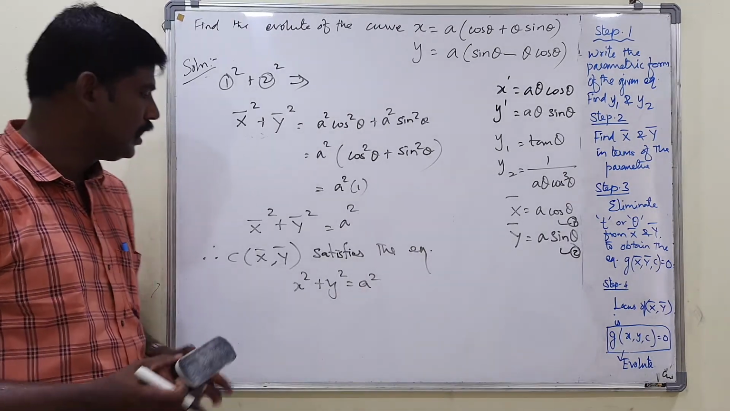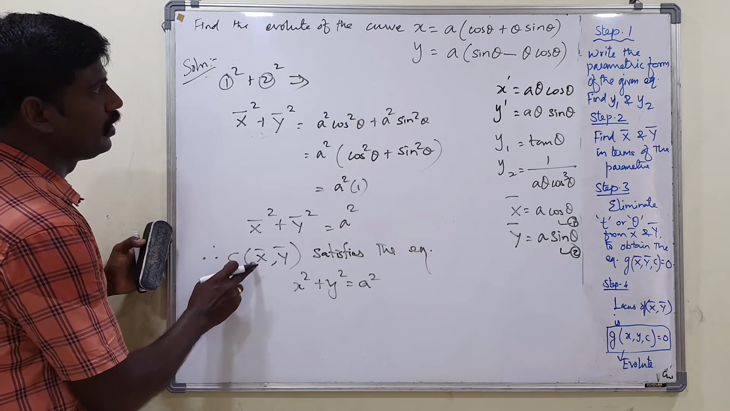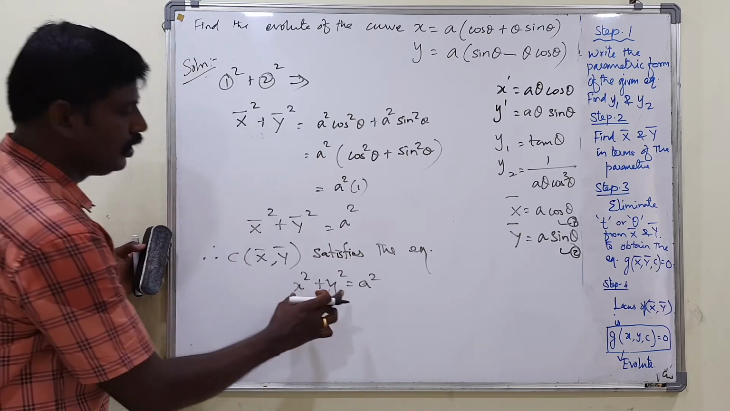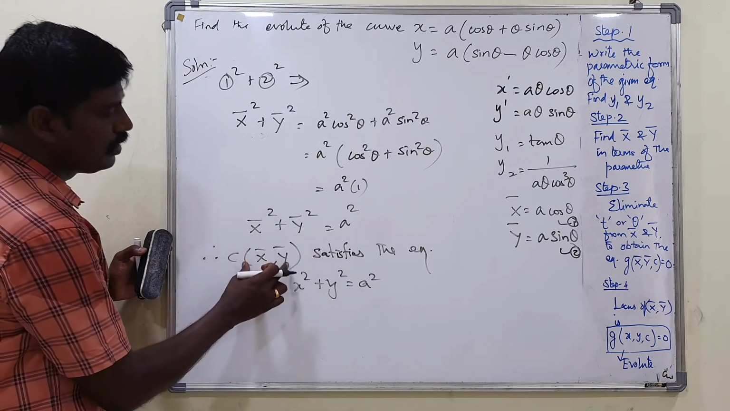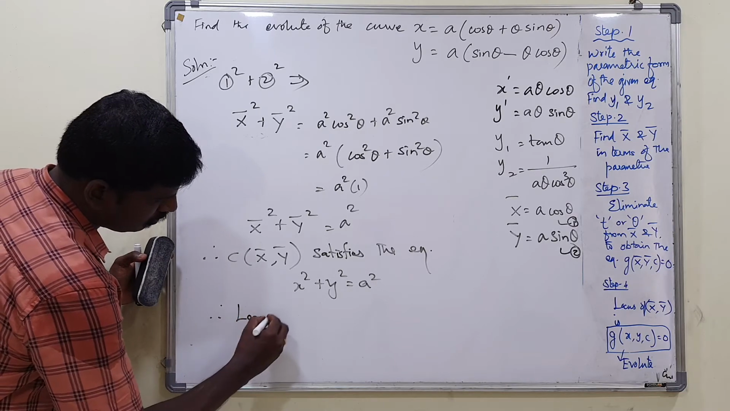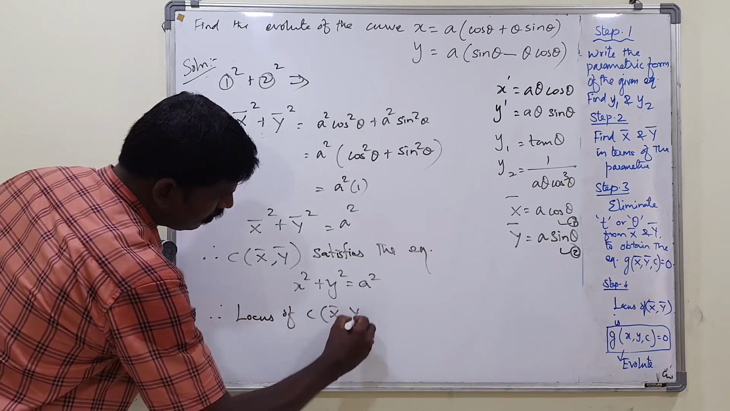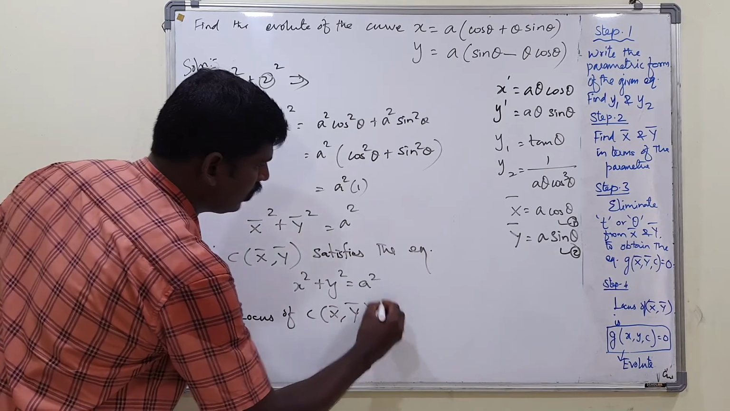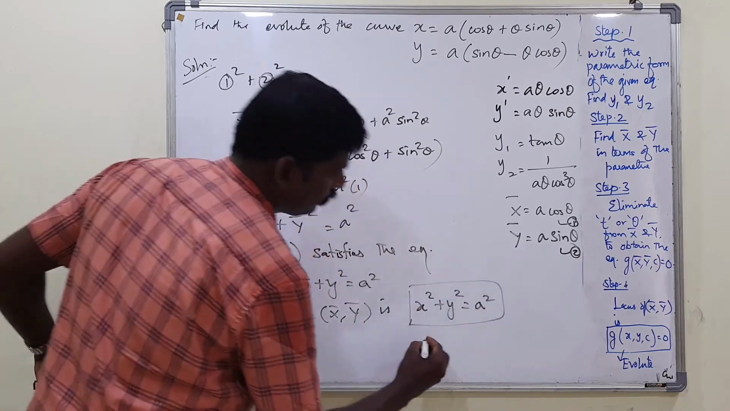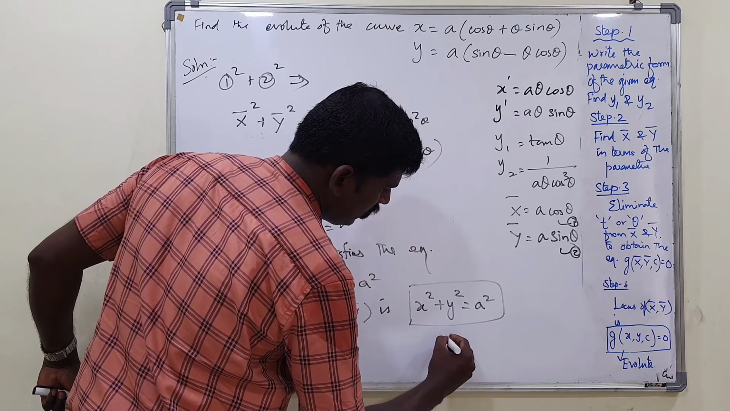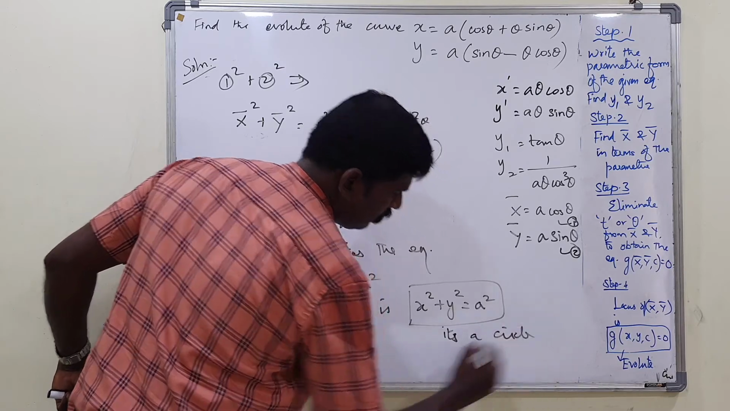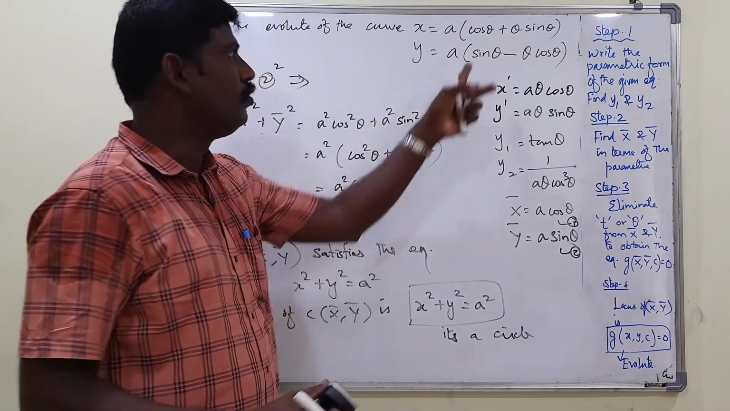Center at the origin having radius a. Right? So the center of curvature of this curve lies on this circle. Okay, so this curve is the path traced by the center of curvature, right? Therefore, locus of C x bar comma y bar is x square plus y square is equal to a square. This is a circle, isn't it? It's a circle. So, this circle is the evolute of the given curve.